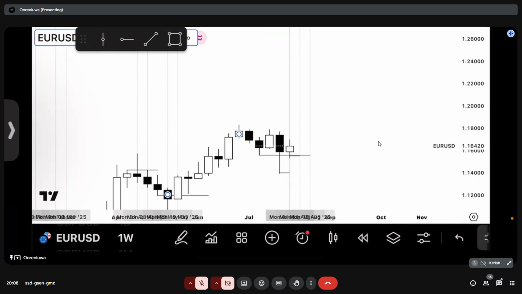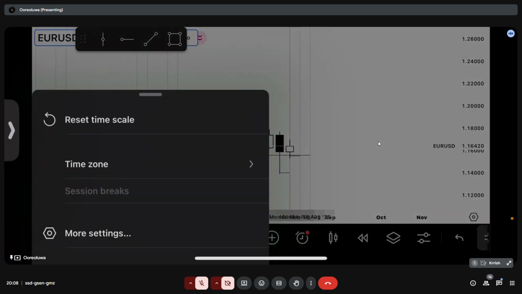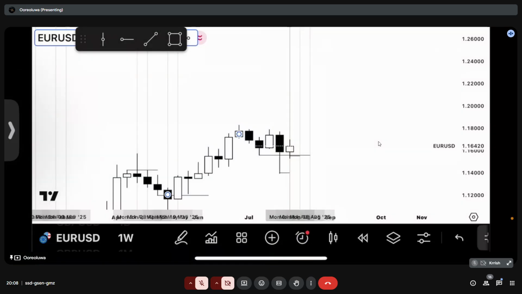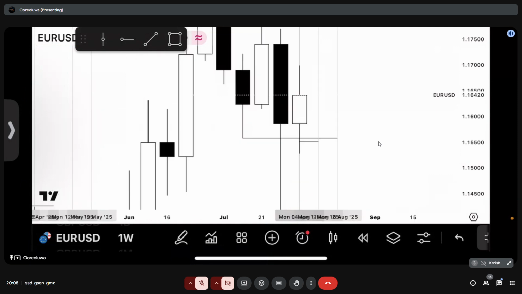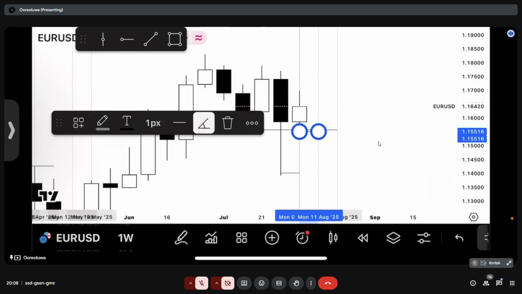This is how you put the session breaker. You go to your time, it has closed, you open session breaker, and it shows. So this is the next week, right? Once the next week opens, it opened from this vertical line, and the other week opened from this point. So the opening of this candle.